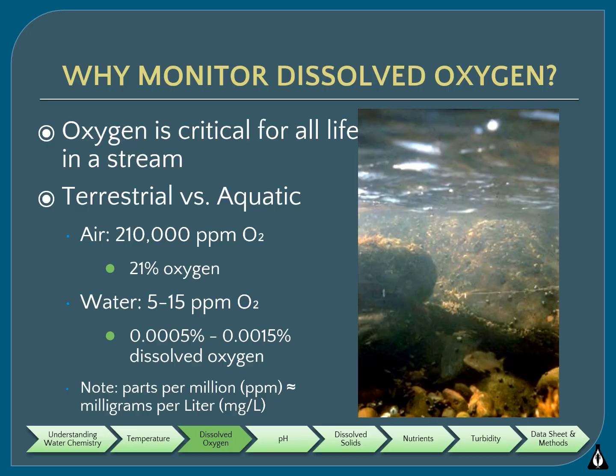So it's really good to monitor for dissolved oxygen because it's critical for all life in a stream. Just like we breathe oxygen from the air, which consists of 21% oxygen, in the water it's about 5 to 15 parts per million, or 0.0005% dissolved oxygen. So there's a big difference, and it's really important for the aquatic organisms that live in the stream. Also to note that parts per million is the same as milligrams per liter. Whenever you measure for dissolved oxygen, you're going to be getting them in milligrams per liter, but it's the same.